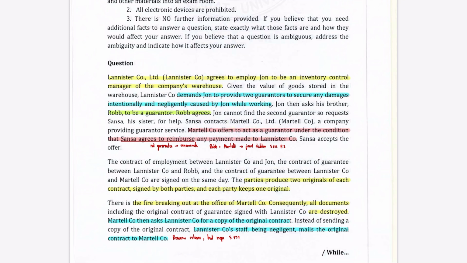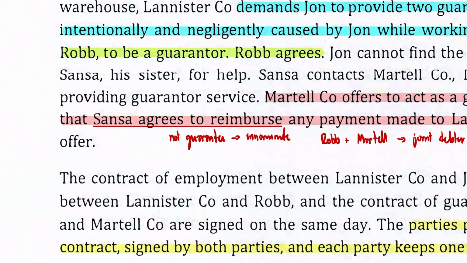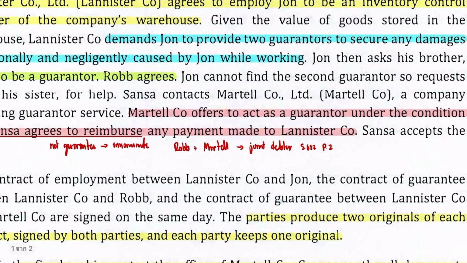So, to be considered here, the first point of concern, the agreement between Sansa and Matthew Cole is not the guarantee agreement. Because the guarantee agreement, according to section 680, needs to be an agreement that if the debtor does not pay, I will pay. But here Sansa agreed to reimburse, and not only that, Sansa did not enter into the contract with the creditor, but entered into the contract with the guarantor, which is Matthew Cole in this case. Therefore, this is not a guarantee contract. But it is an innominate contract. It's something that's not a specific contract which is enforceable due to the private autonomy.